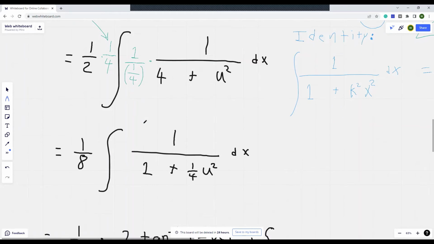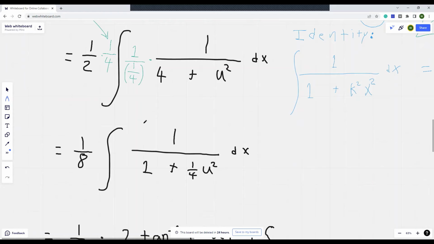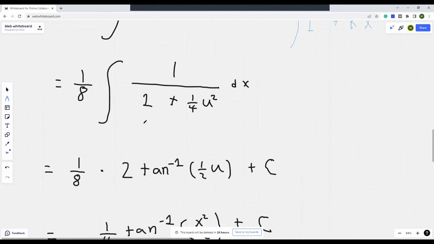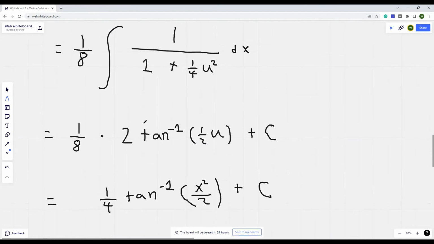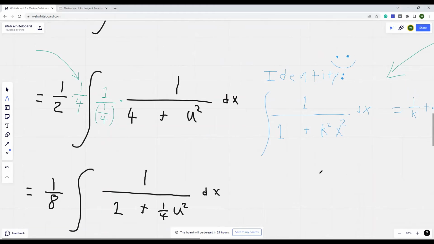So we keep going here. We've got this. We just simply use the identity and boom, we've got it. We've got the answer. Put x squared back into u. 1/4 of arctan of x squared over 2, plus c. Awesome. I want to show another way to go here.